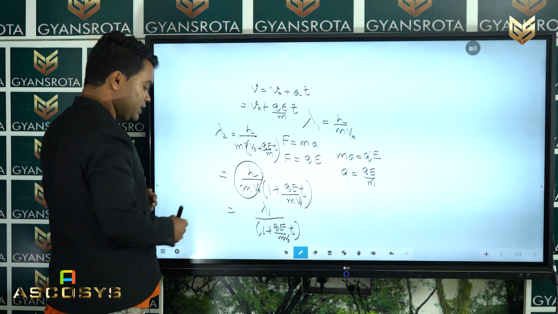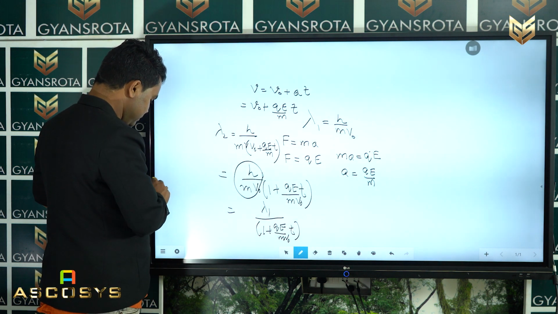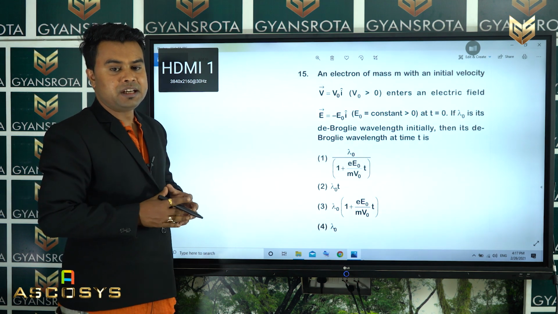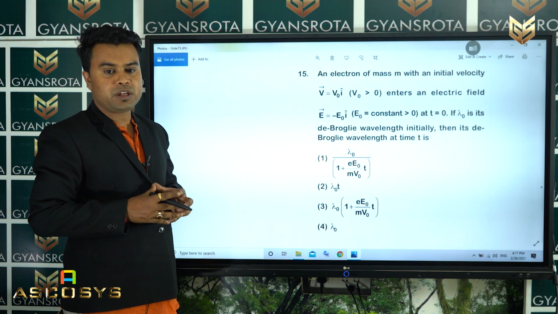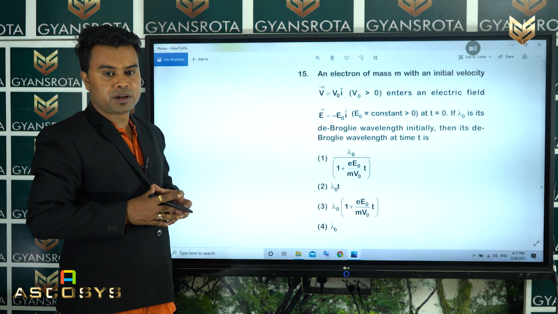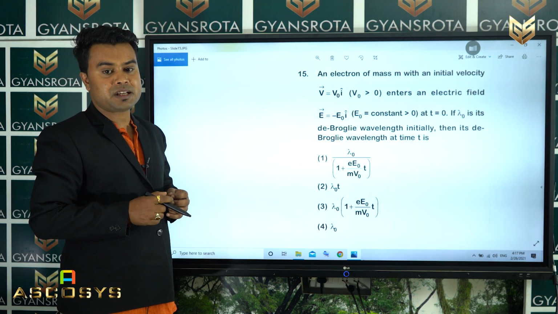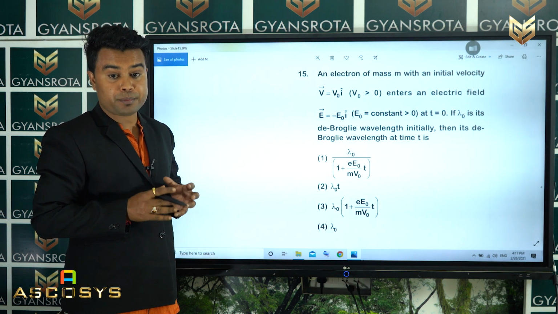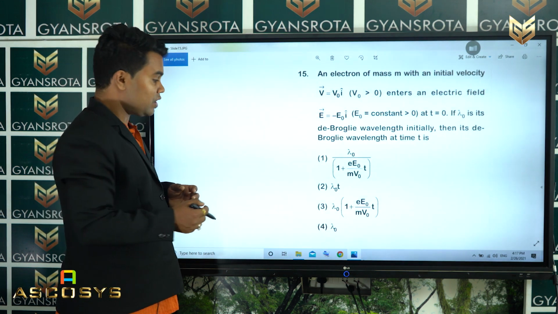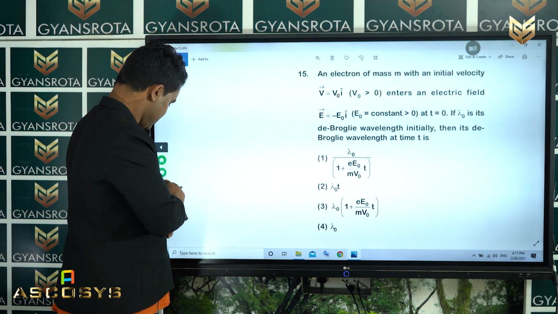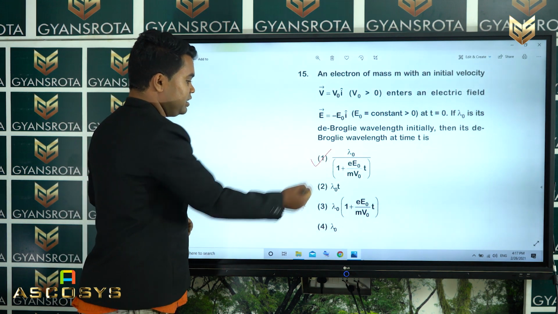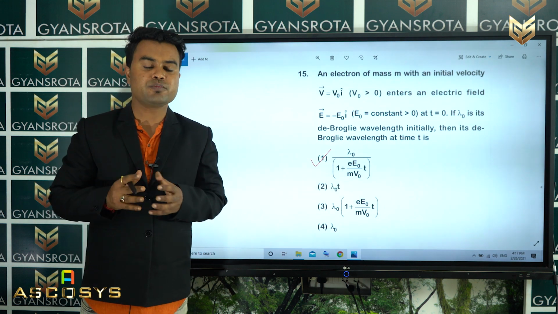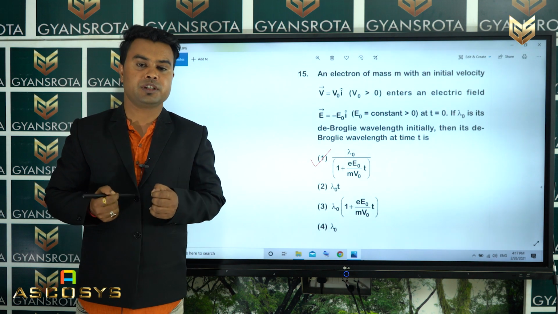So let us see which one is the correct answer from the options. Now if you see the options, the correct answer will be option number, which one? Option number 1, that is lambda divided by 1 plus QE, that is Q is E out here, M V naught multiplied with T. So I will click on number 1, it is the right answer. Now let us move to the next question, that is question number 16.